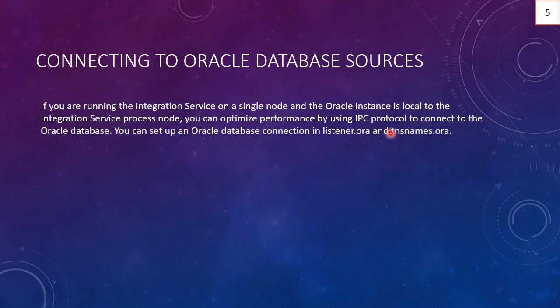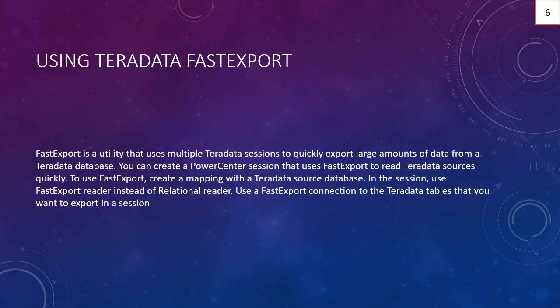So the next point is connecting to an Oracle database source. If you are running the Integration Service on a single node, on the same node as the Oracle instance, that is the local Integration Service process node, you can optimize the performance by using the IPC protocol to connect to the Oracle database, right? You can set up an Oracle database connection in both files, listener.ora and tnsnames.ora, correct?